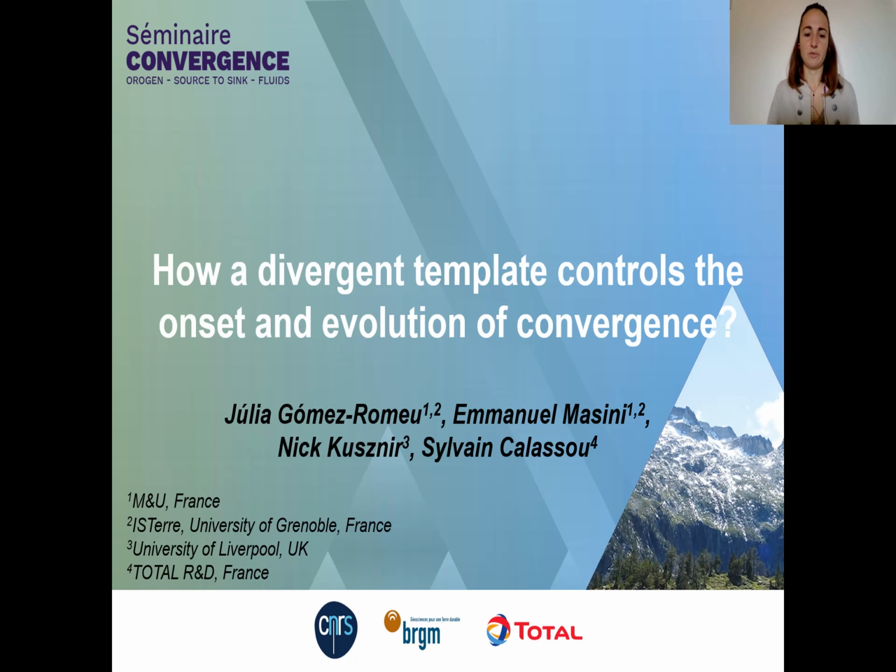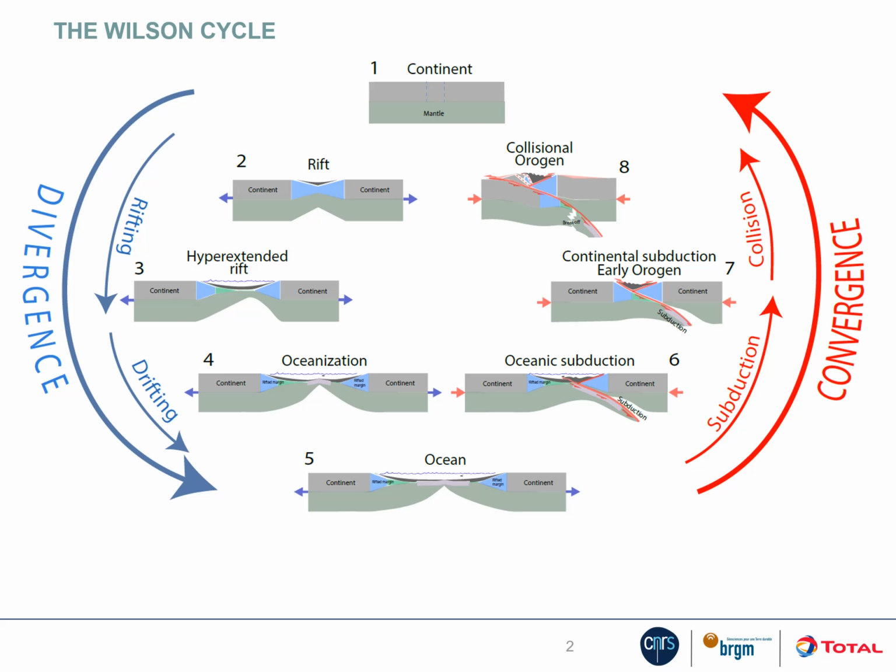My name is Julia Gomez-Romeu, and today I'm going to talk about how a divergent template controls the onset and evolution of convergence. Here we see the Wilson cycle, characterized by the different divergence and convergence stages. We all know that many orogens form by the reactivation of earlier rifts or rifted margins. Therefore, the maturity of a divergent system will strongly control the onset and the evolution of an orogenic system.